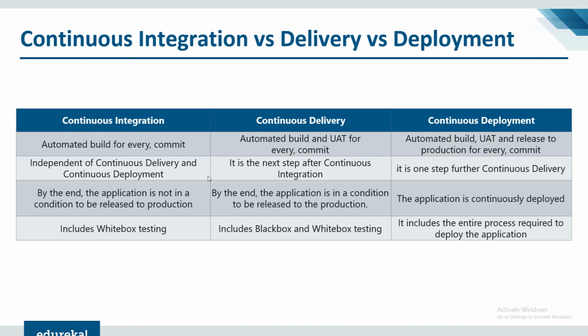Now, as we discussed, continuous integration automatically builds for every commit. In delivery, the code is automatically built and put through UAT for every commit coming from different source code. Whereas in deployment, the entire code is automatically built and ready for production for every commit. So after it has been integrated and tested, it pushes the code to the real world, or production environment. That's the main difference between continuous integration, delivery, and deployment.